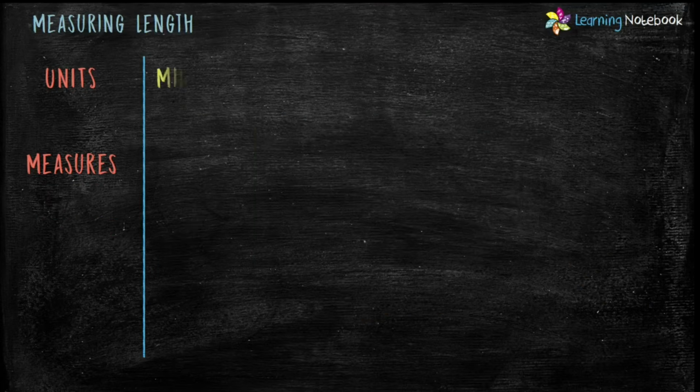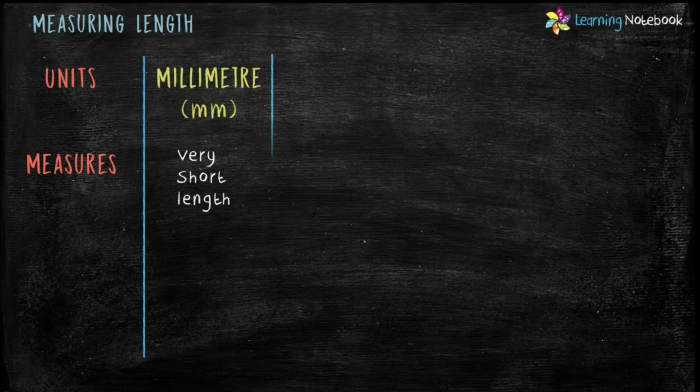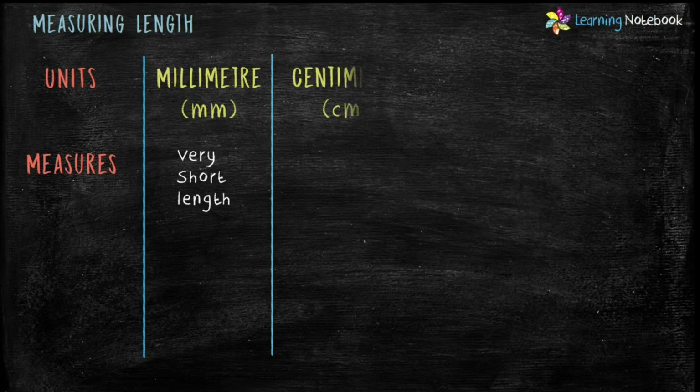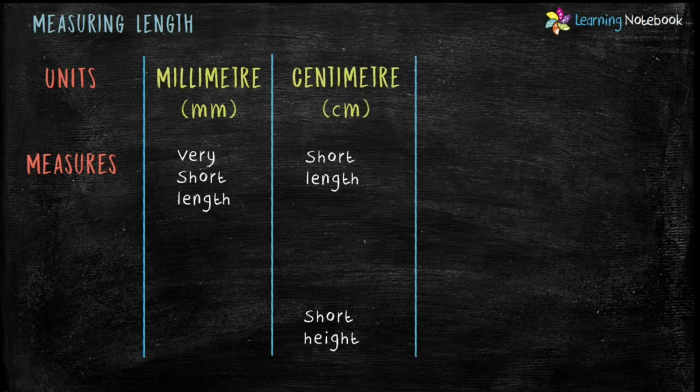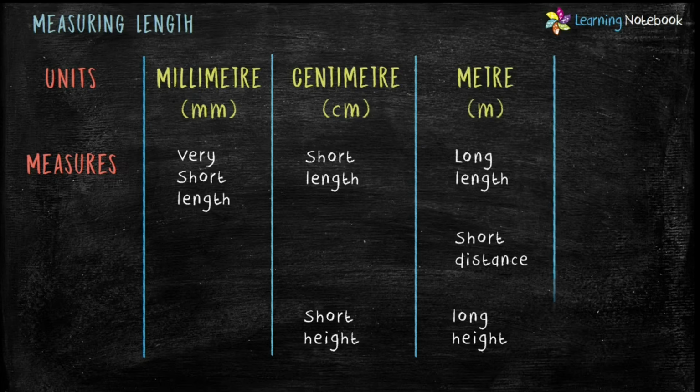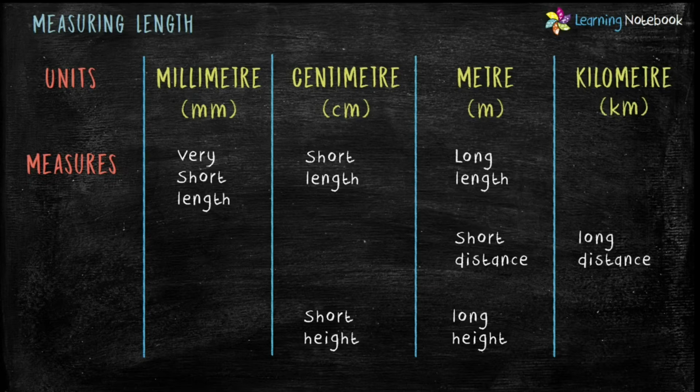Students, let's summarize the 4 units to measure length. First is millimeter, which is used to measure very short length. After that, centimeter, which is used to measure short length and short height. Third is meter, which is used to measure long length, short distance and long height. And the last one is kilometer, which is used to measure long distance.